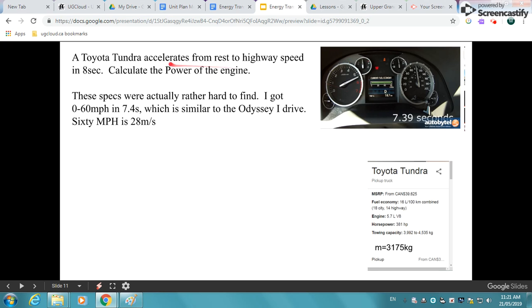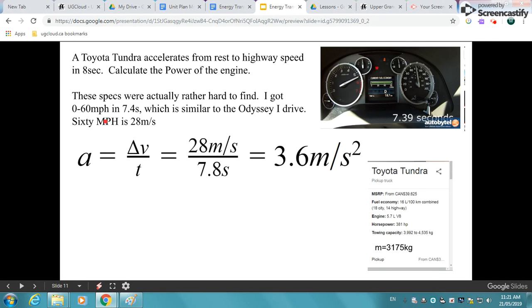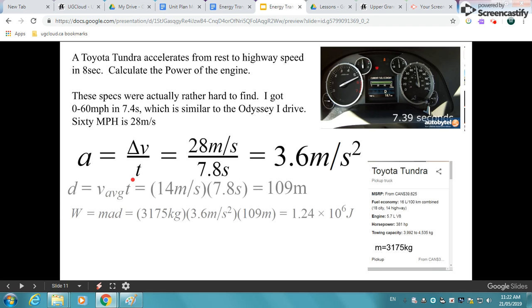I got some surprisingly hard numbers to find. I had to find the acceleration of the Toyota Tundra on YouTube. It reaches highway speed in about 8 seconds, which is very similar to the Honda Odyssey. So the acceleration of the Toyota Tundra is this. The distance is what we need next to do force times distance. And we can do this because it's going to reach 28 meters a second from 0 in 8 seconds uniformly.